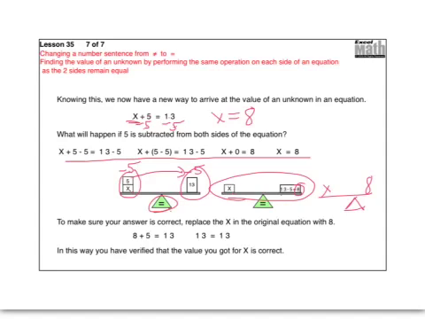To make sure your answer is correct, you simply put the number 8 back in the equation up here. 8 plus 5 is 13, and 13 equals 13. And now you have a different way to verify and to justify your thinking on why that number is equal to 8.